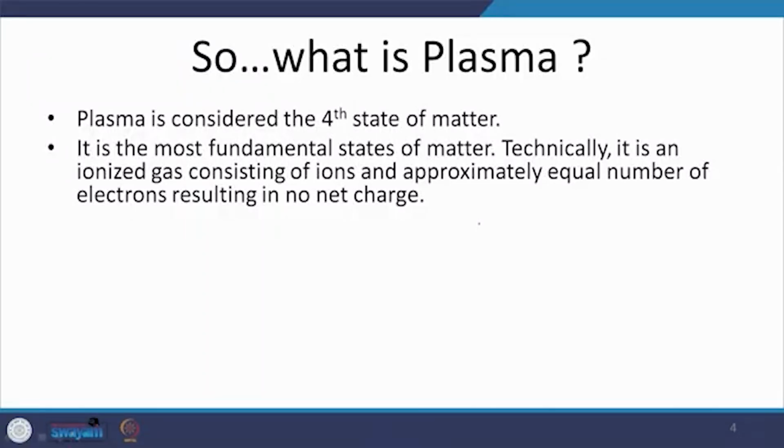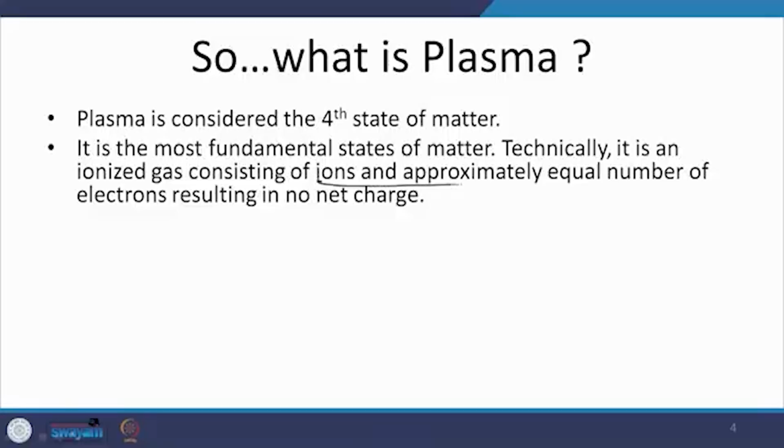So, what exactly is plasma? Plasma is the fourth state of matter, and most importantly, plasma is the most fundamental state of matter. What does it mean? When you call something the most fundamental, it means everything else is supposed to have come out of that particular state of matter. So, all the other states of matter are actually coming out of plasma.